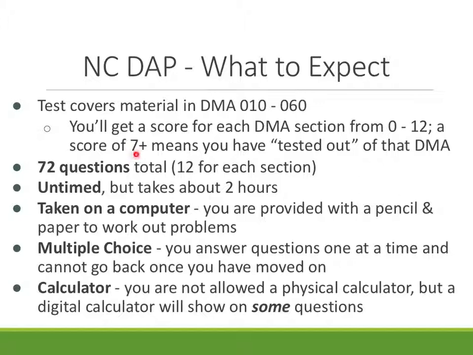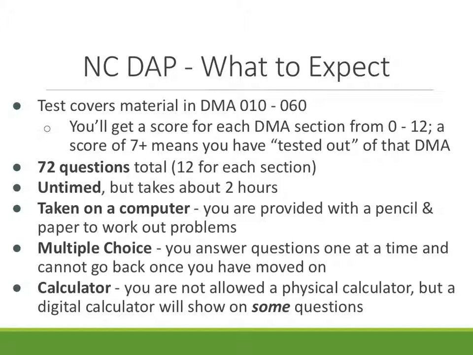A score of 7 or higher means that you've tested out of that DMA section and you won't have to take that class. But if you score a 6 or below, that means that you probably need to work on that material before you start your curriculum level math, so you'll be required to take that DMA course.